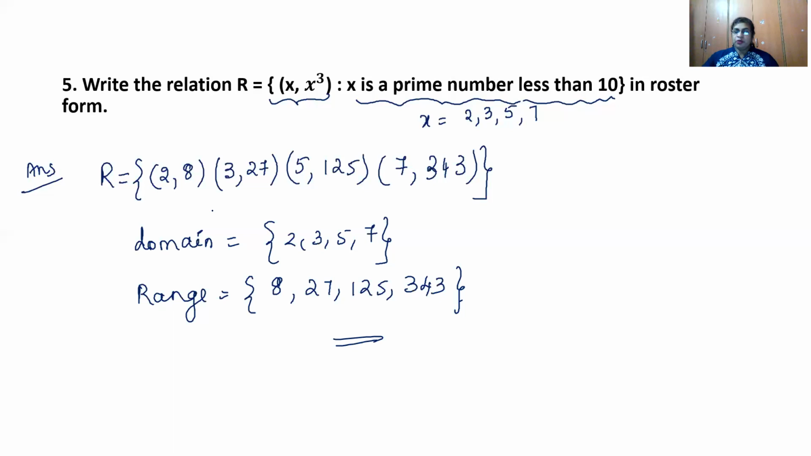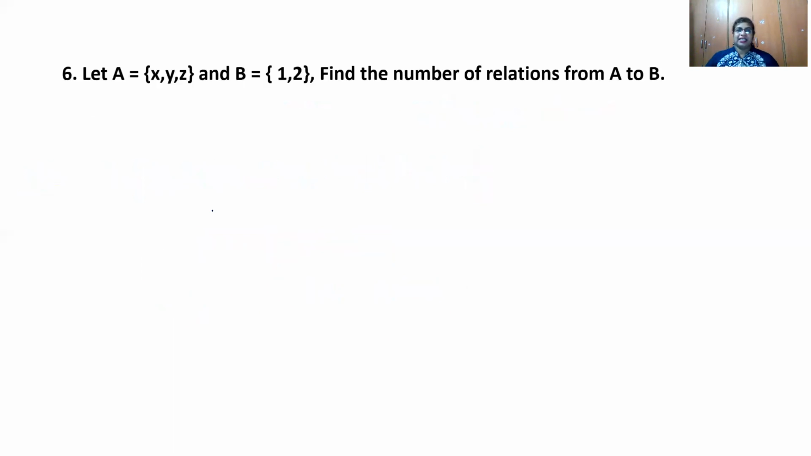We come to the last question of this exercise. So what is the sixth question? A is equal to {x, y, z}. B is {1, 2}. The question asked is to find the number of relations. So number of relations means what? A relation is nothing but a subset of the cross product. So first check that the set A has 3 elements.